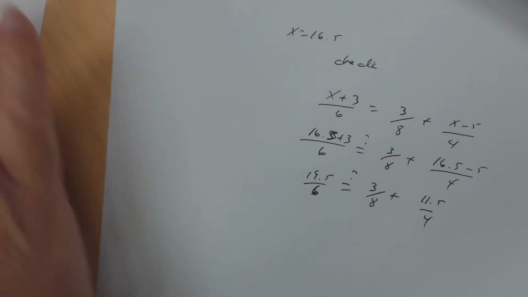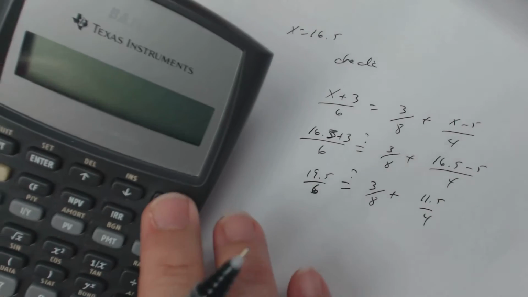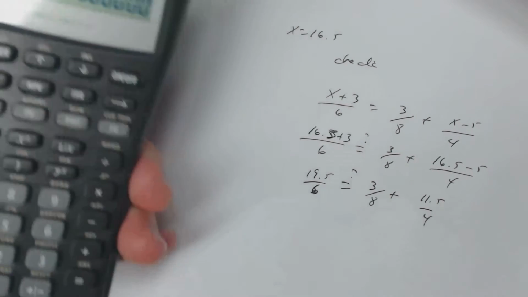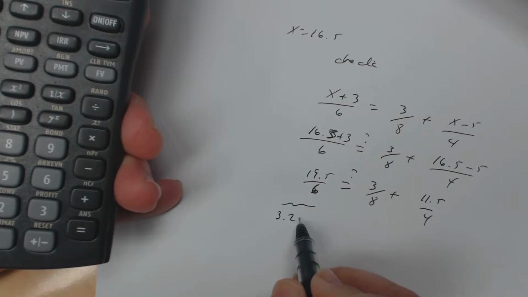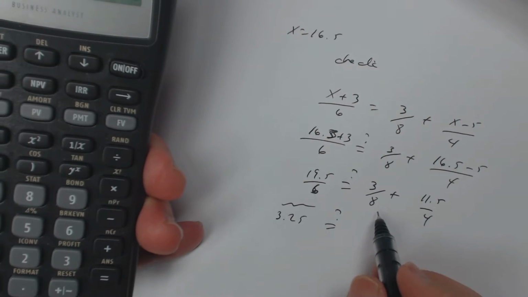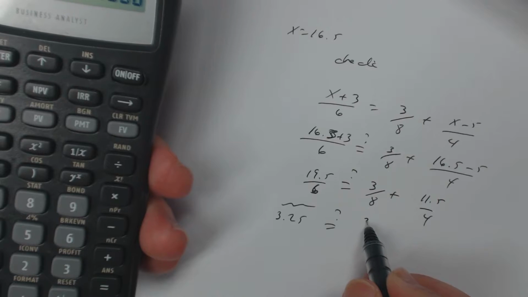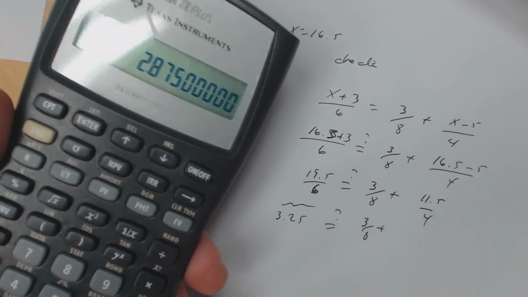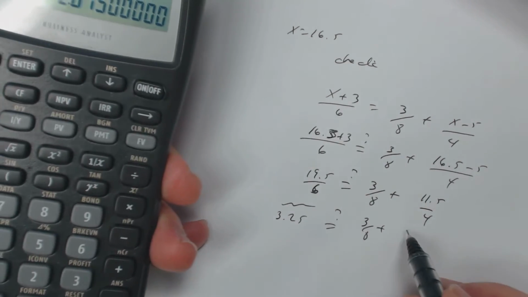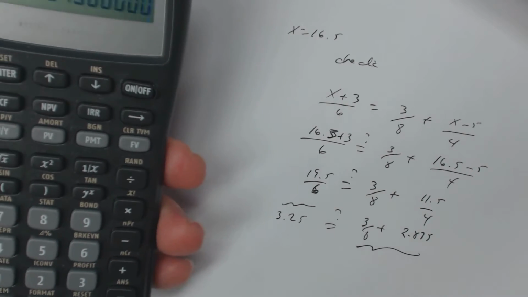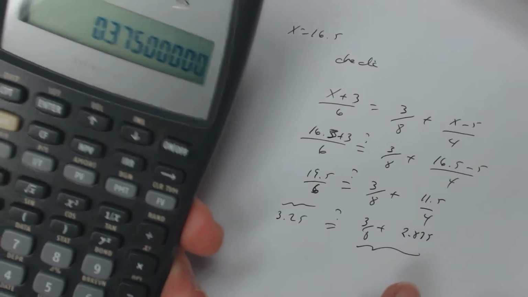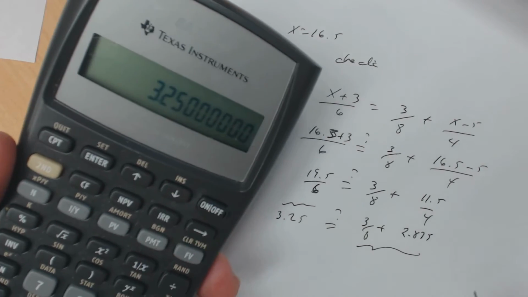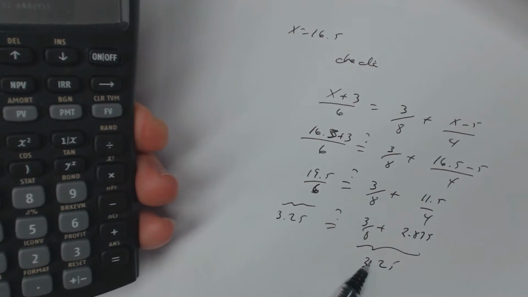So if you use your calculator, let's see, 19.5 divided by 6, now you could get something like 3.25. All right, let's see what happens here. So this is going to be 3/8, and then plus 11.5 divided by 4, that's going to be 2.875. Now let's see what 3/8 plus this is. So 3 divided by 8 is this. And if I add 2.875, I get 3.25. So the left side equals the right side, so this is correct.